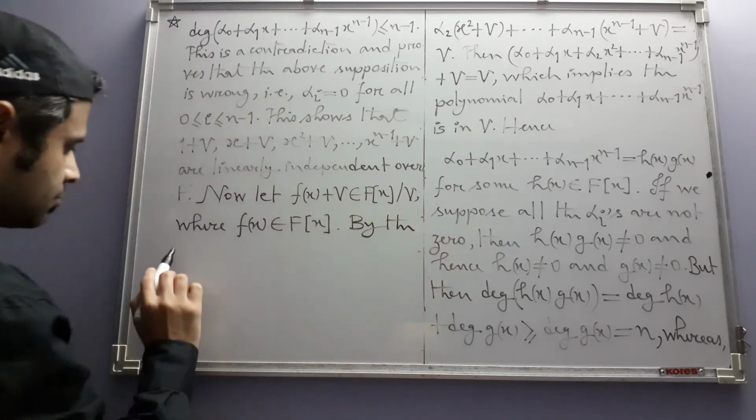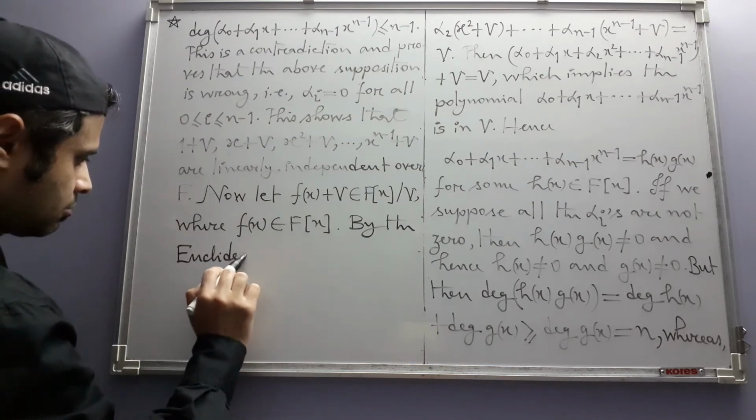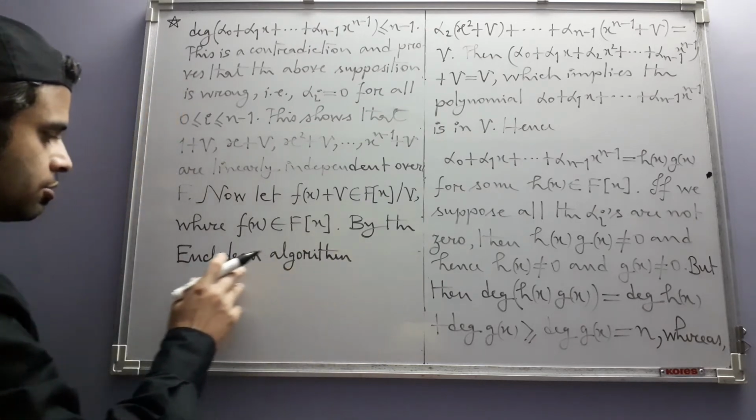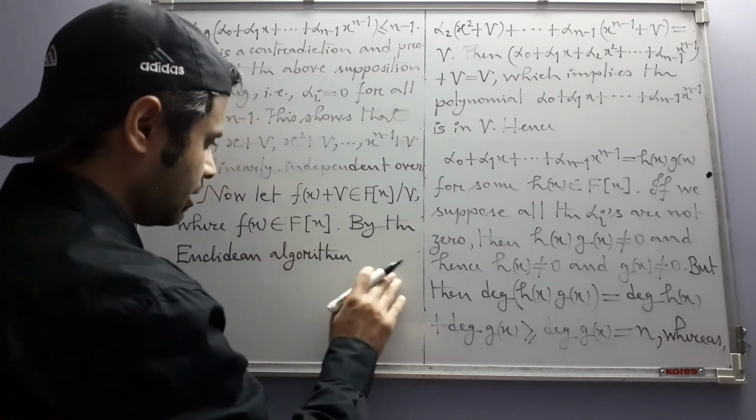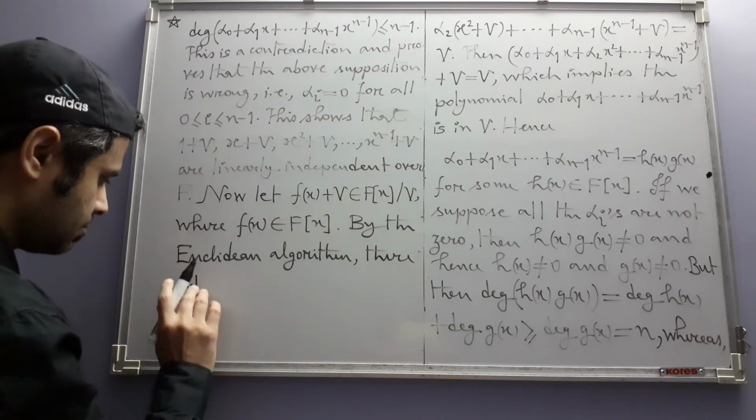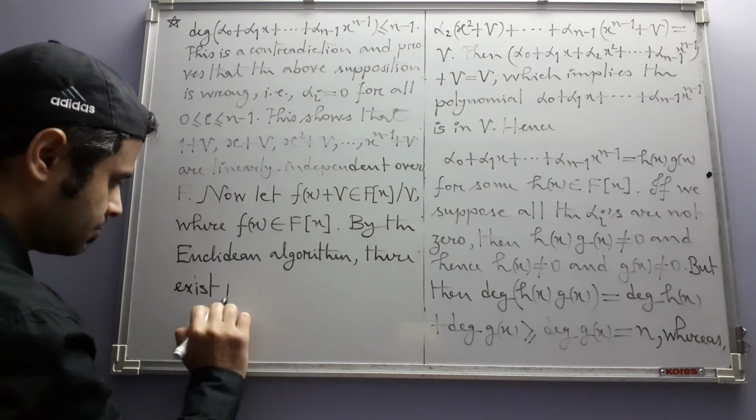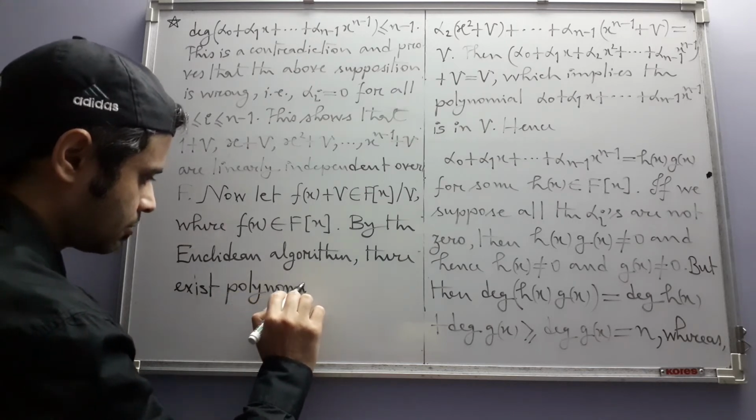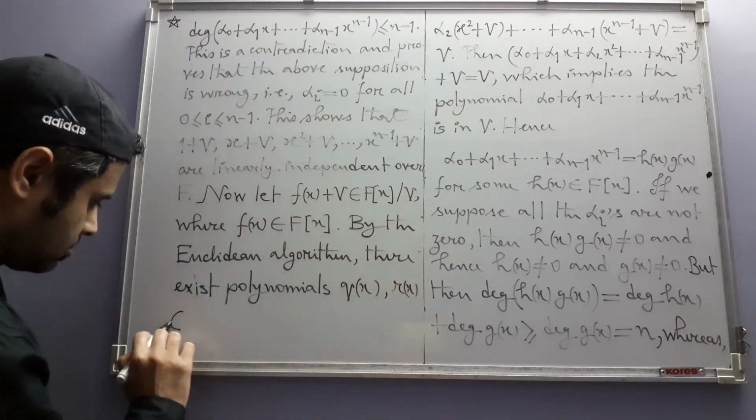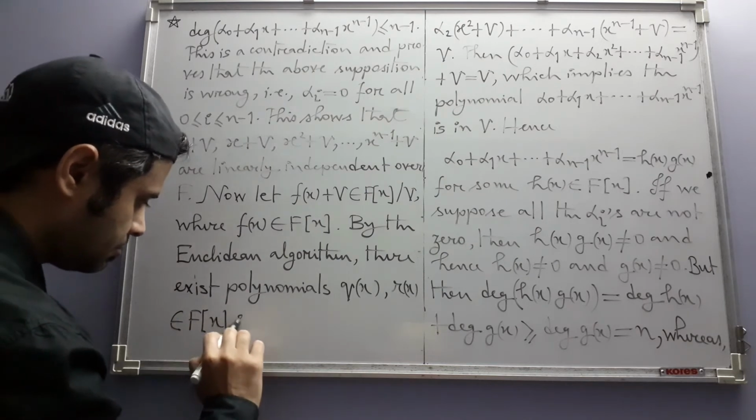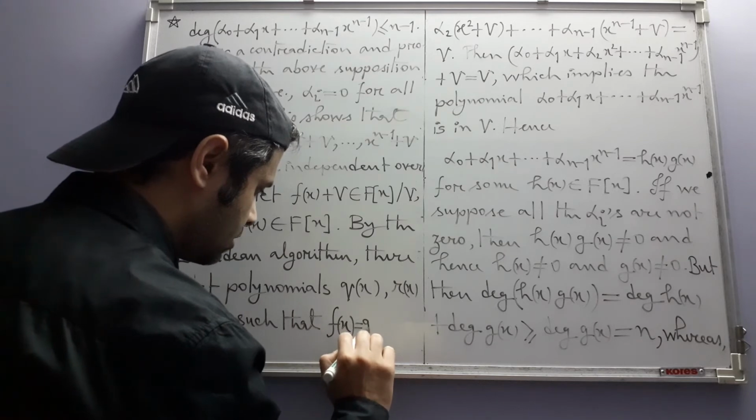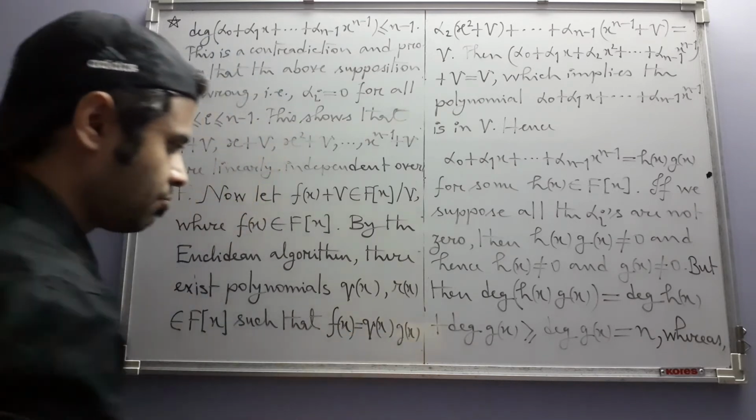By the Euclidean algorithm, if you choose to not write these things, then also it's okay. It's understood what we are doing. By the Euclidean algorithm, there exist polynomials q(x) and r(x) again in F[x] such that f(x) is equal to q(x) times g(x) plus r(x).